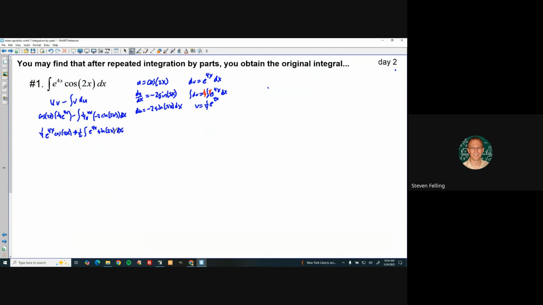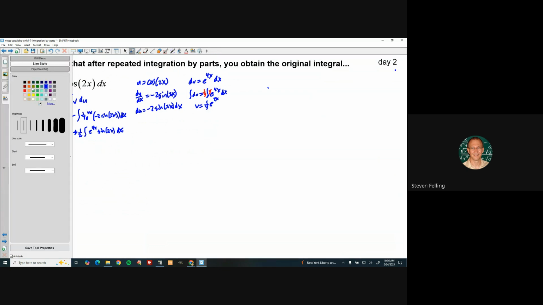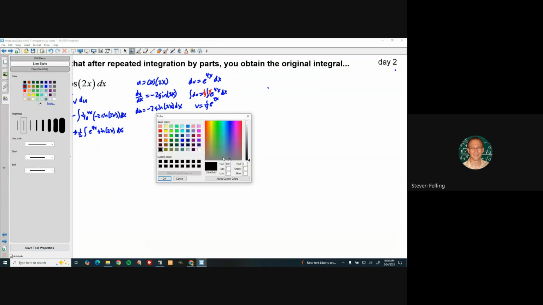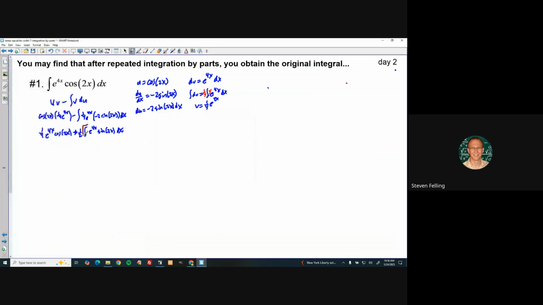Okay, which is not simple enough yet to integrate with a shortcut. So we go ahead and do what we did in that last example of the previous video. We put a bracket around this, and we go ahead and do integration by parts again. Now I'm going to choose the same thing. Since I chose the trig function as the u, I'm going to choose the trig function as the u again, and then do the e to the 4x dx again. So the derivative here is going to be 2 times cosine of 2x, and therefore du is 2 cosine 2x dx.